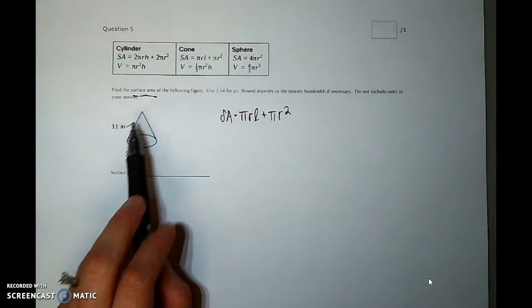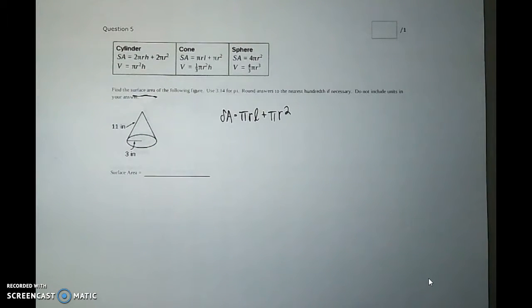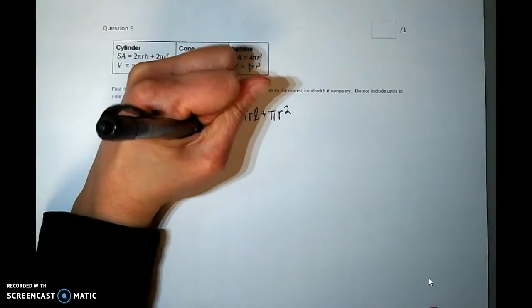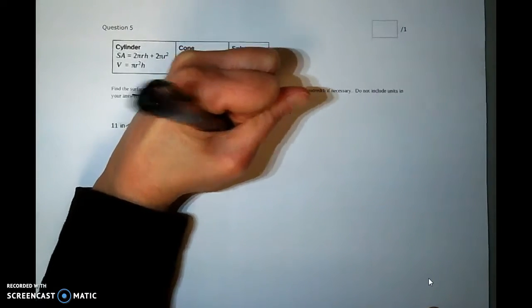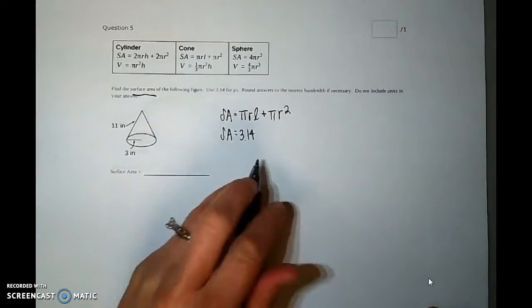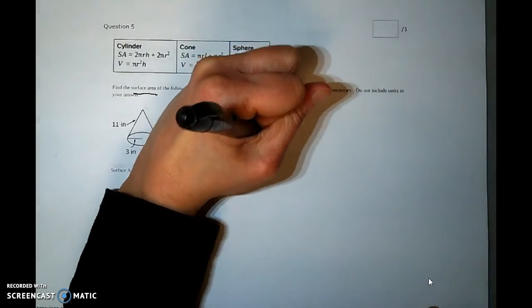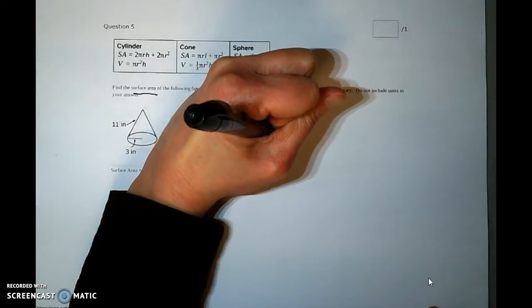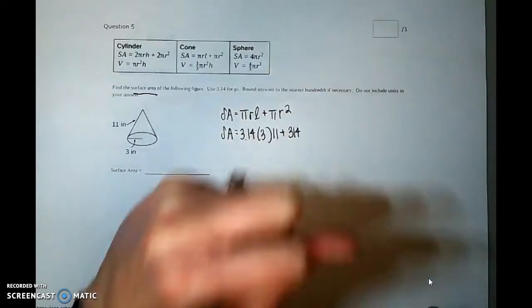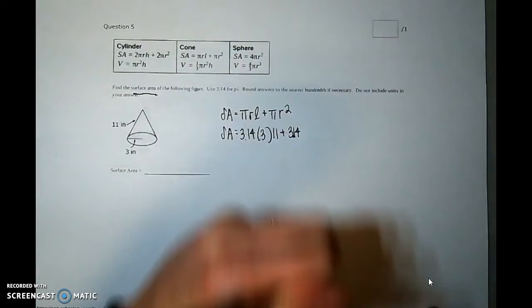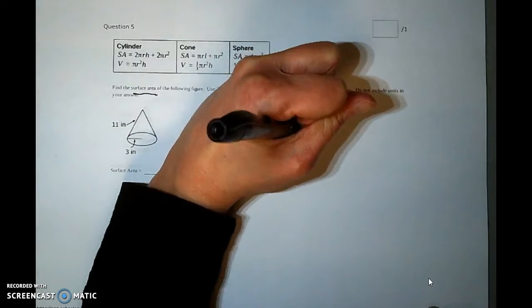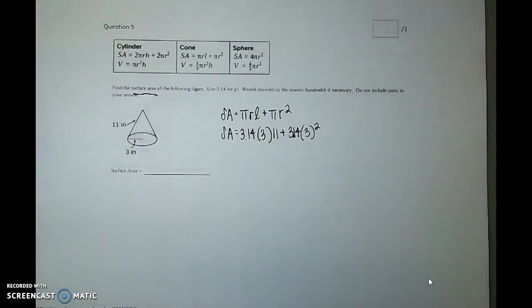So just like the last few examples, we plug things in where they go. 3 is my radius and 11 is my slant height. That's the diagonal height from the base up to the top point of your cone. And again, we're using 3.14 for pi, so anywhere I see pi, I replace it with 3.14. R I replace with 3. L I replace with 11. And so I end up with 3.14 times 3 times 11 plus 3.14 times 3 squared.